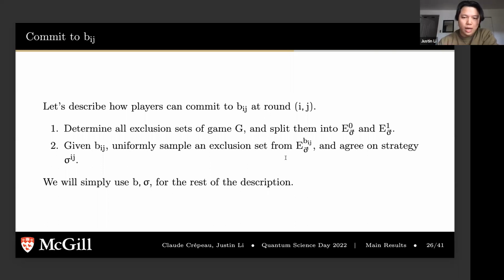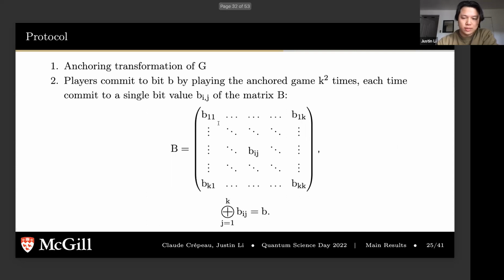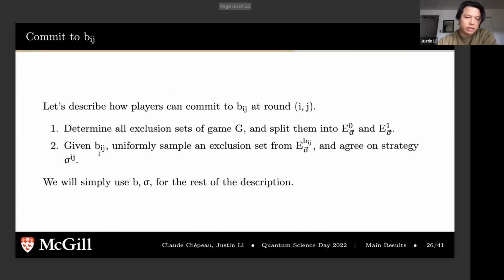Then for each round, they would choose a bit value from this bit matrix. Based on the bit value, either 0 or 1, they would choose an exclusion set from either side. If it's 0, they would choose one exclusion set from this side. If it's 1, they would choose one exclusion set from this side. Based on the exclusion set, the set of inputs that they will lose on using any strategy in that set, they will agree on a single strategy that they will use for that round of the game. And they will repeat that for every round.